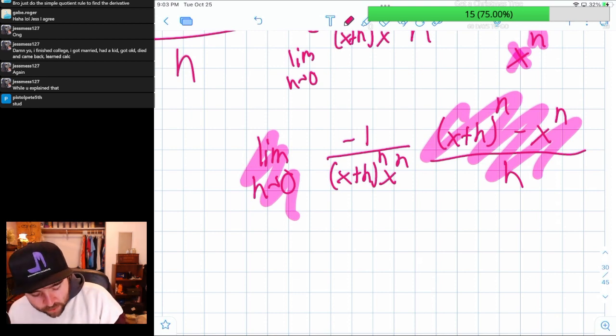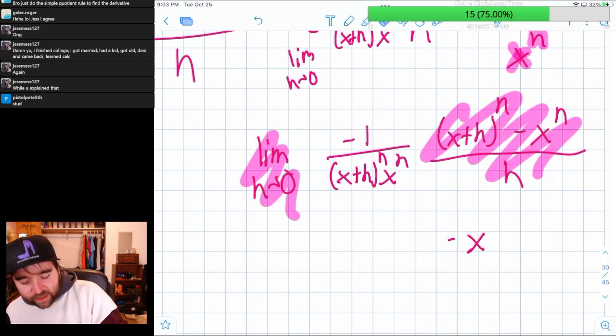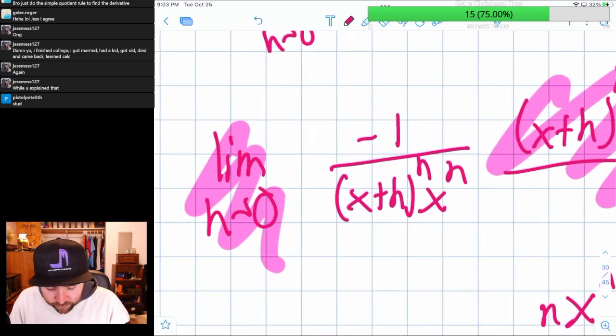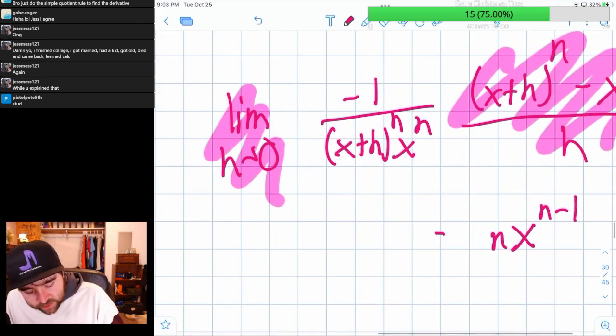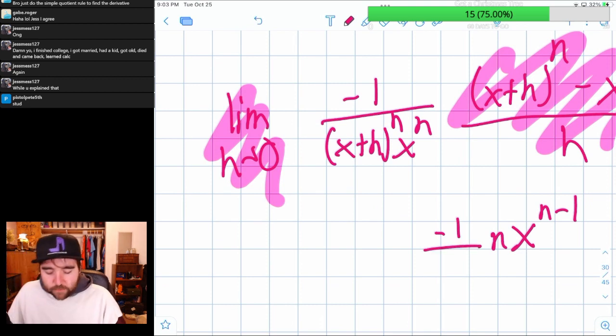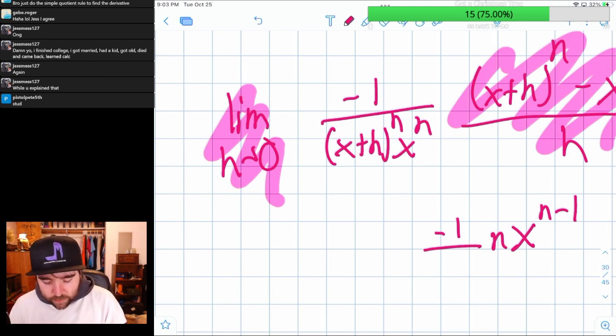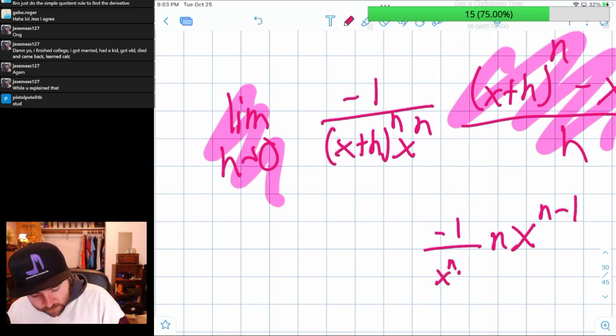So we know when we take the derivative, we know how to do that. We know that that's n minus 1. No, we don't. We know that it's n times x to the n minus 1. That's what that entire expression is. And then what happens when we plug in h equals 0 for this first part? That's legal. So that's negative 1 over x plus 0 to the n times x to the n. X to the n times x to the n.